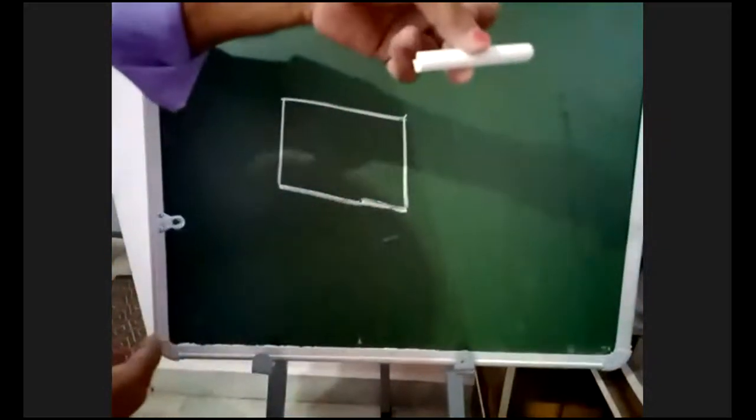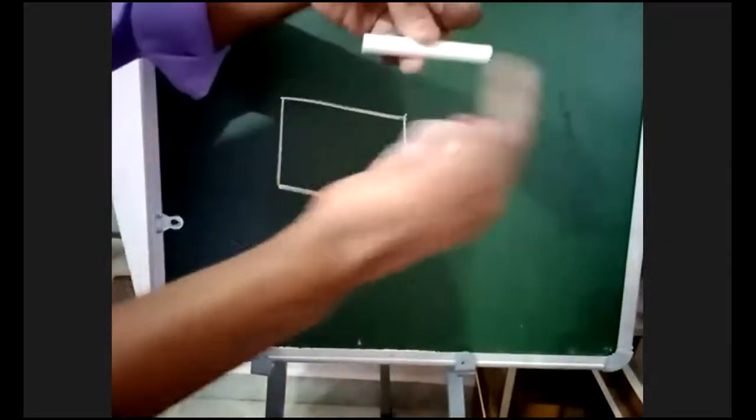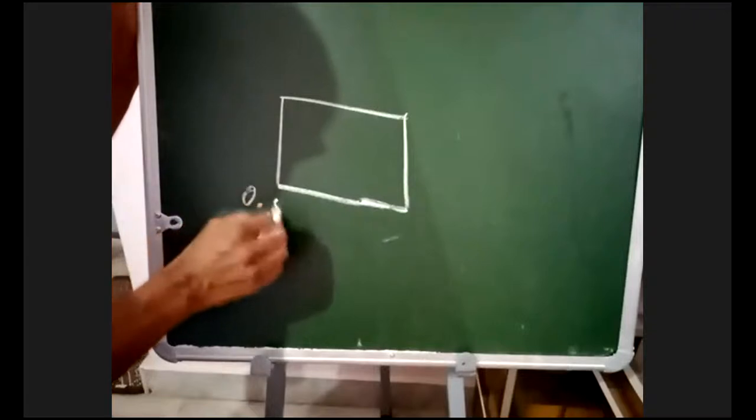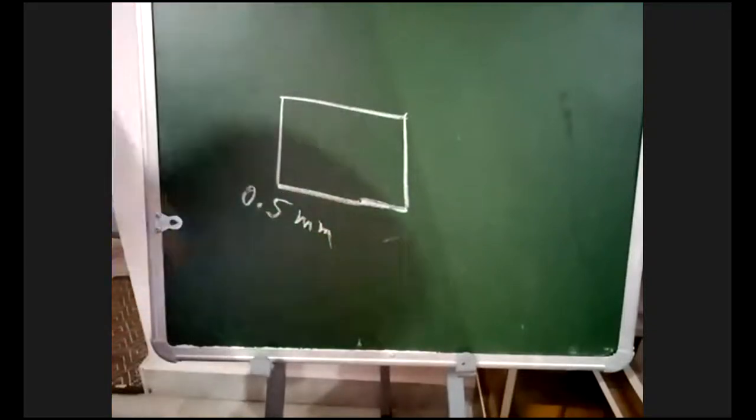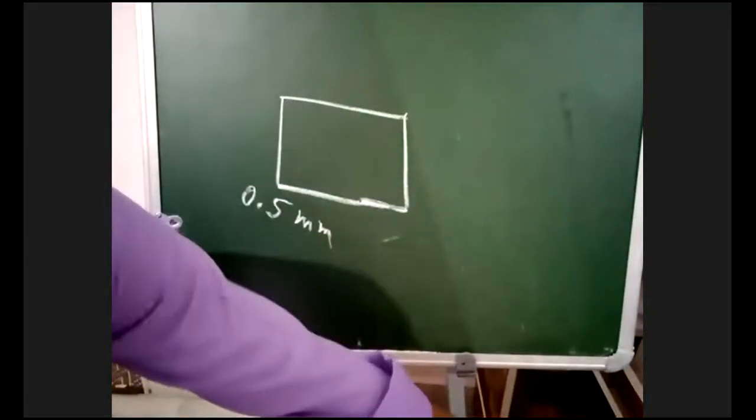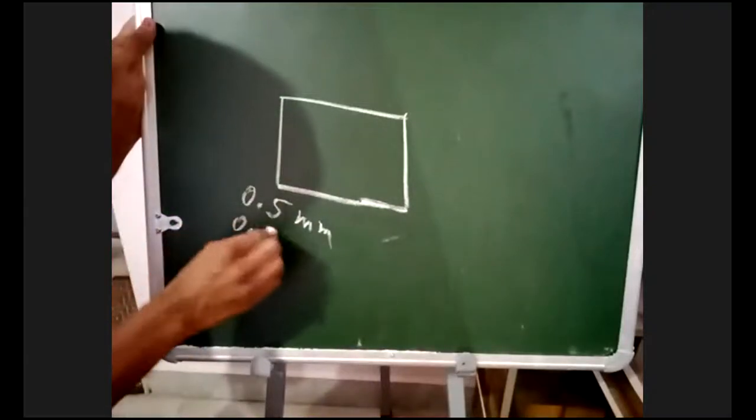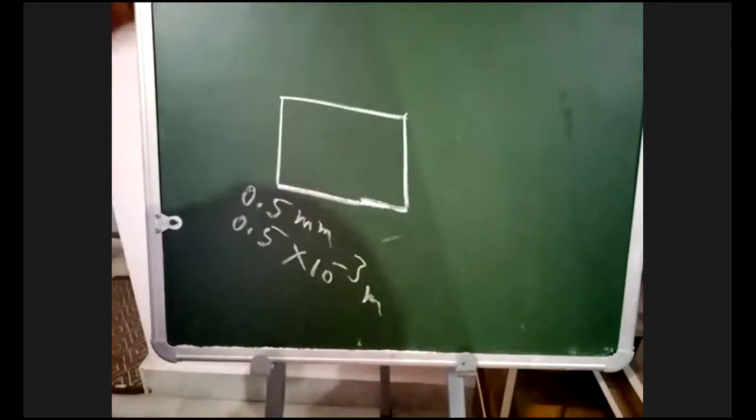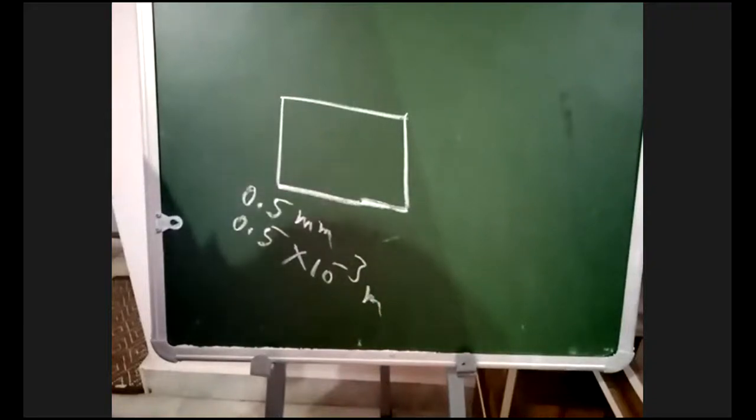This is the length, from here to here. But see here, this is the thickness. The thickness of the sheet is 0.5 mm. 0.5 mm means 0.5 into 10 power minus 3 meter. Very, very thin. The length is 5 centimeter or 1 meter, let us take, but the thickness is 0.5 mm.